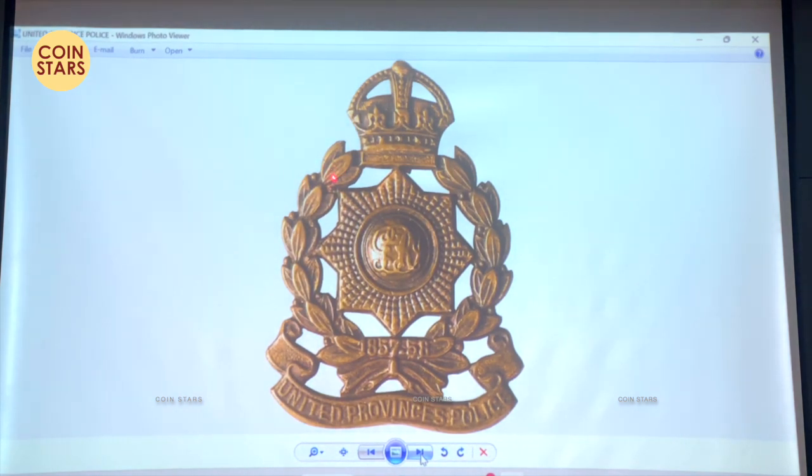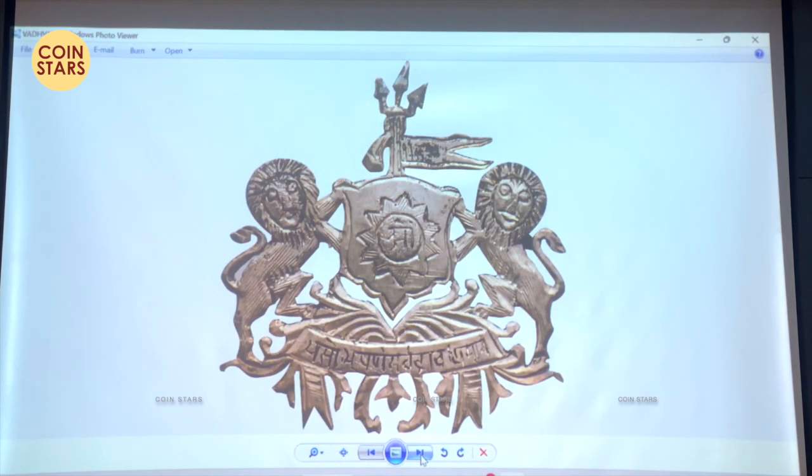Next. This is a police badge of government, 1857-58 United Provinces Police. Now what is Uttar Pradesh? Next. Two lions holding a shield and a trishul and a flag.